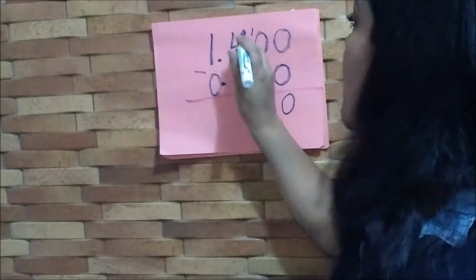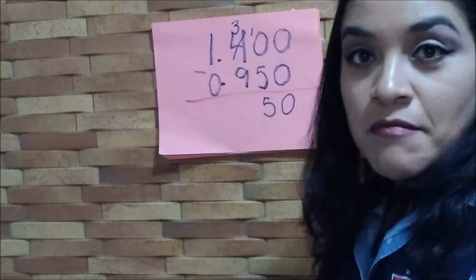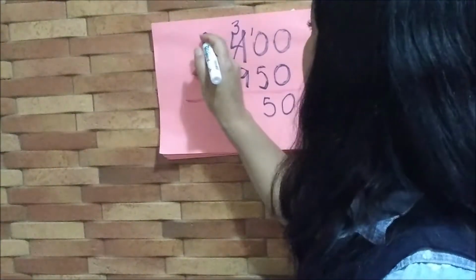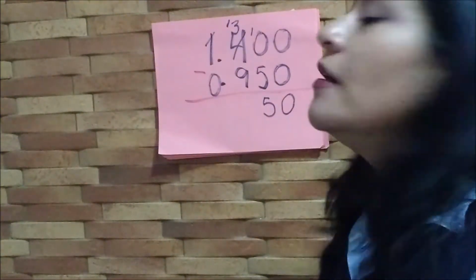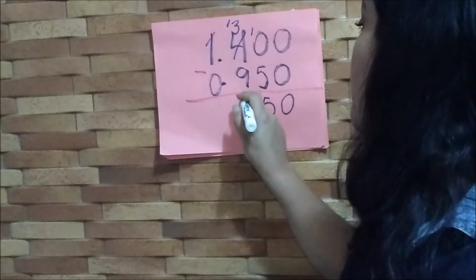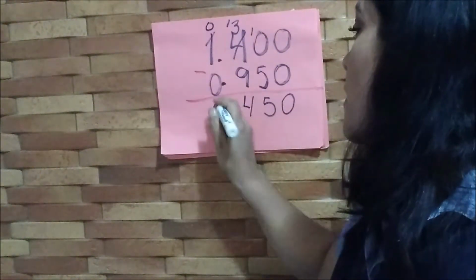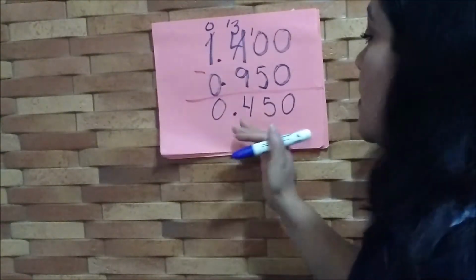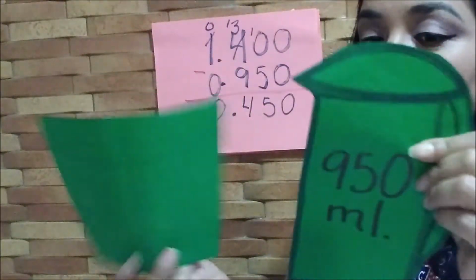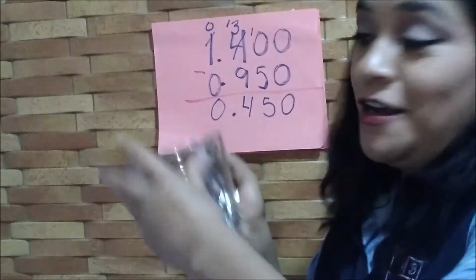This is not a 4 anymore. It is now the number 3. Can we take 9 out of 3? No. So we're going to go with the neighbor and ask for a unit. So it's going to be 13. 13 minus 9 equals 4. This is now a 0, so 0 minus 0 is going to be 0, and the difference between these two containers is 450 milliliters. Almost a liter, right?